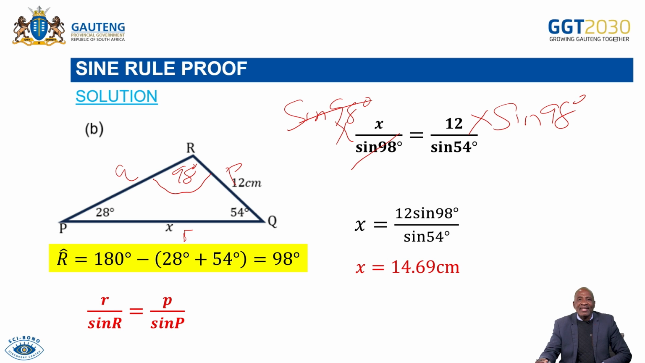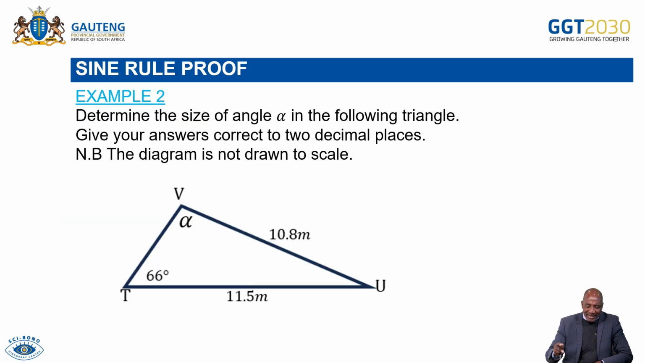They go together. I just needed one angle, either an angle or a side, but since I'm asked to find a side, I needed that angle r. Hence, I found that angle r using the sum of interior angles of a triangle.